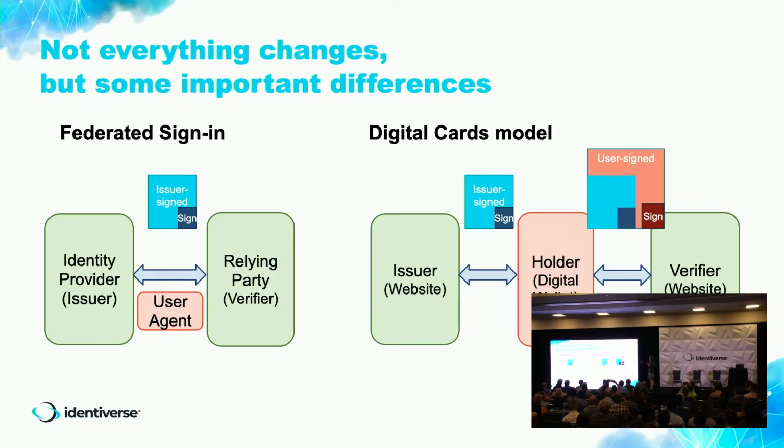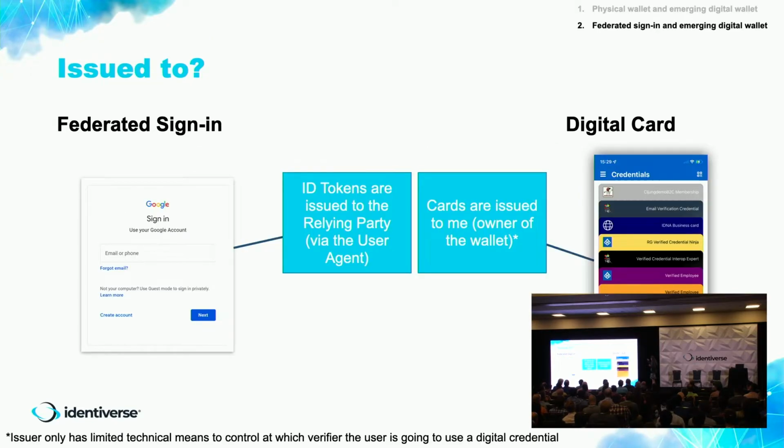In both cases, we still have issuer and verifier, right? In the federated sign-in model, there is a user interaction, user consent and authentication, but it's still through the user agent, right? Whereas in a digital cards model, we have a user, through a digital wallet, being an active participant who has the ability to sign over that card and present it. So let's see how this new architecture and these new artifacts influence the difference.